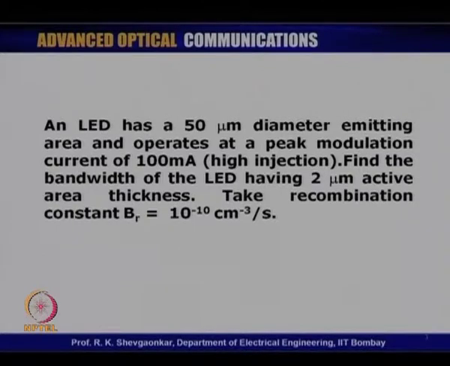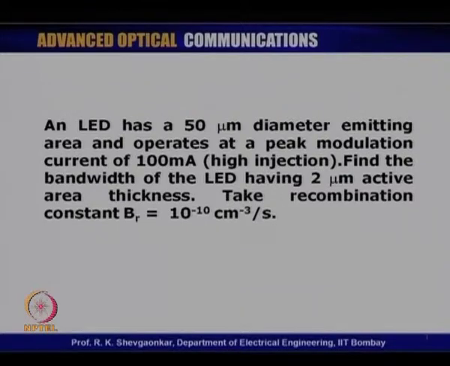Now, this problem is related to finding out the radiative recombination lifetime of a semiconducting material. So, if you take an LED and inject current inside the LED, then the recombination takes place, and depending upon the recombination rate, the speed at which the LEDs can be modulated is decided.